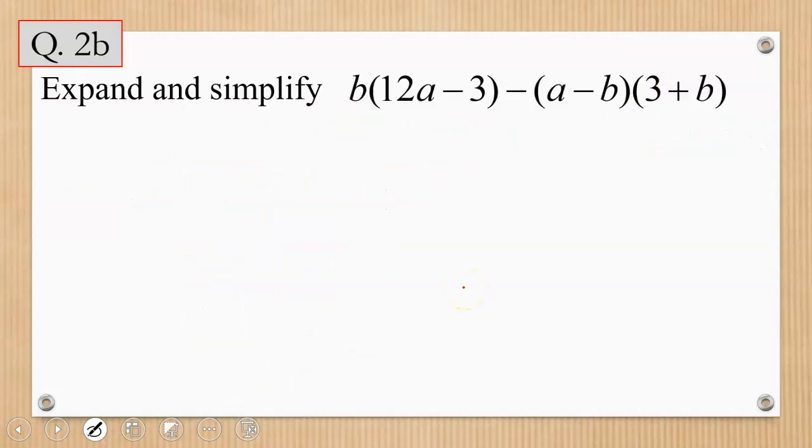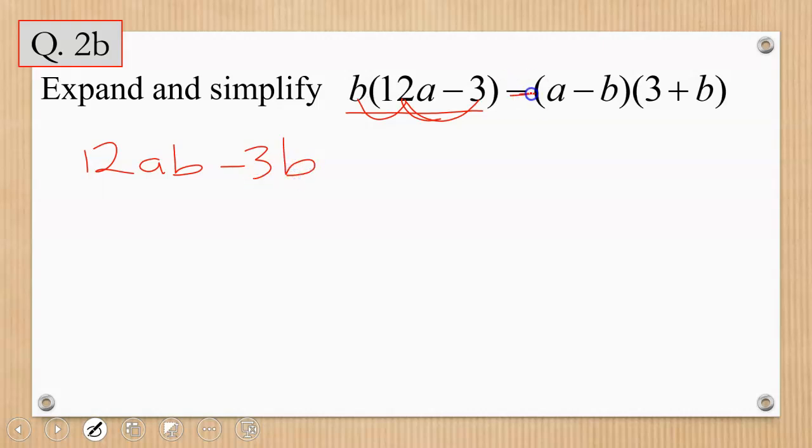Now let's take question number 2b. Question number 2 also has to do with algebra, and we are to expand and simplify. So I can start from this part and say when b multiplies both this, b will multiply this and multiply that. And so we are going to have 12ab, and the b multiplying negative 3 will give us negative 3b.